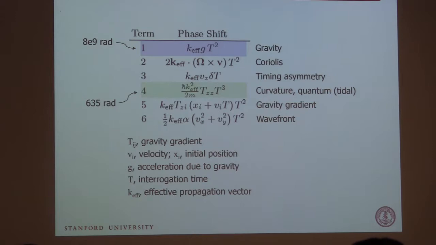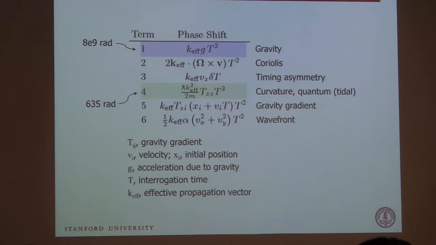I want to focus on this one here, and this will be the last thing that I tell you about. Look at this term here. It's interesting that most of these do not depend on Planck's constant. I'm building an interferometer with de Broglie waves, and look, all those phase shifts do not depend on Planck's constant. Well, that's an interesting question. Why don't they depend on Planck's constant? We can come back to that. Look at this one here. This depends on Planck's constant, and depends on the mass of the atom.